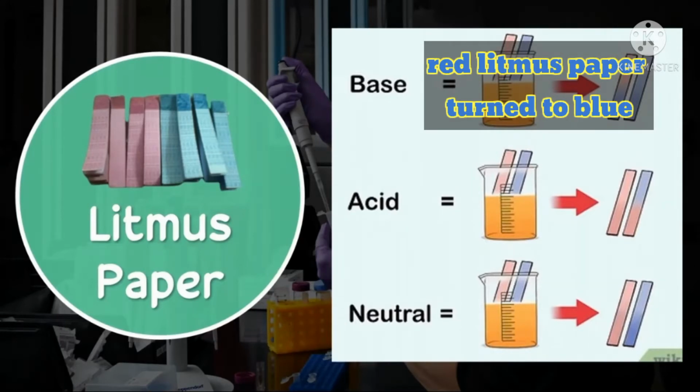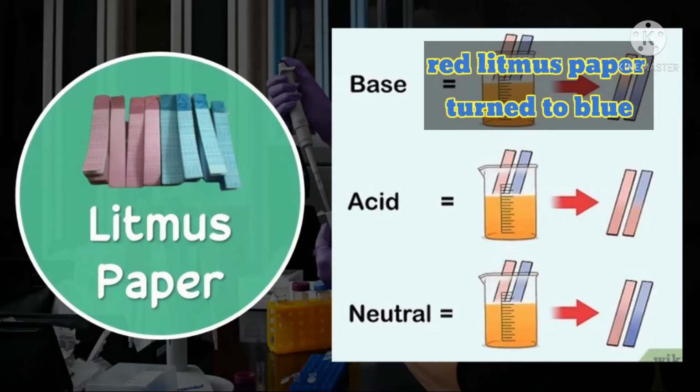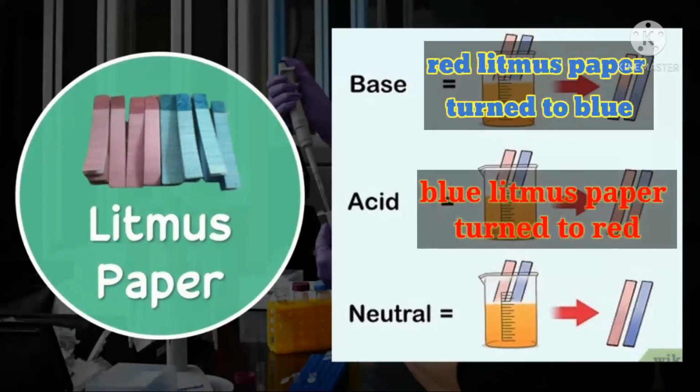Let's proceed sa acid. Sa second row, there is no change sa red litmus paper. Pero kung mapapansin ninyo sa blue litmus paper ay merong isang malaking pagbabago. The blue litmus paper turned into red when subjected or exposed to acid.